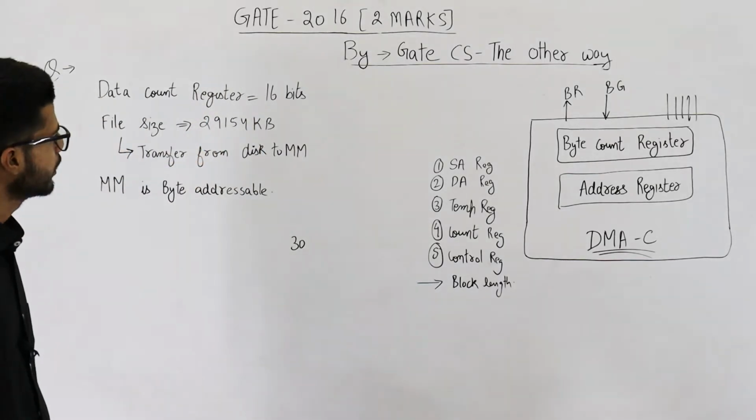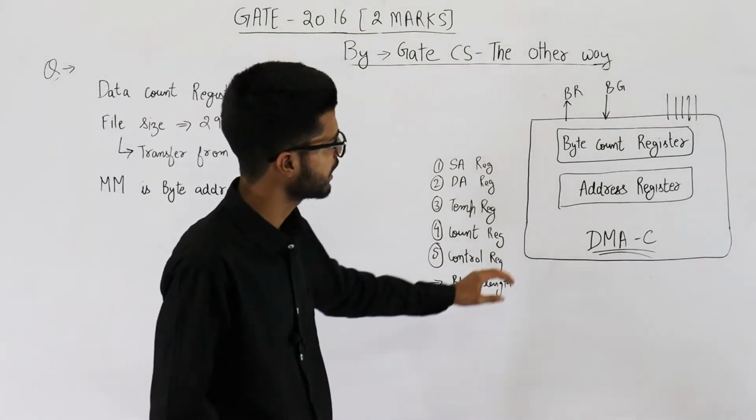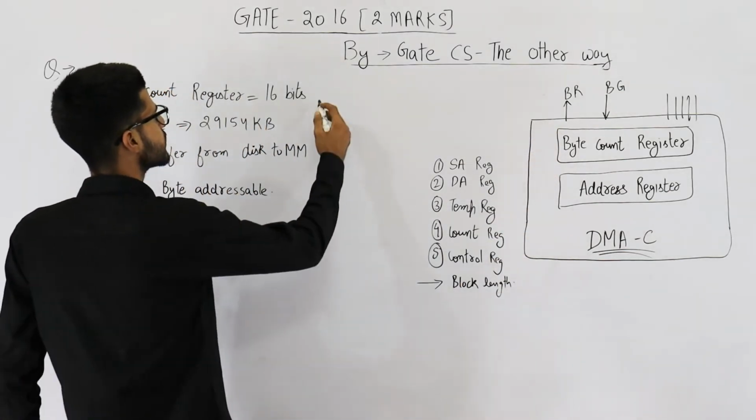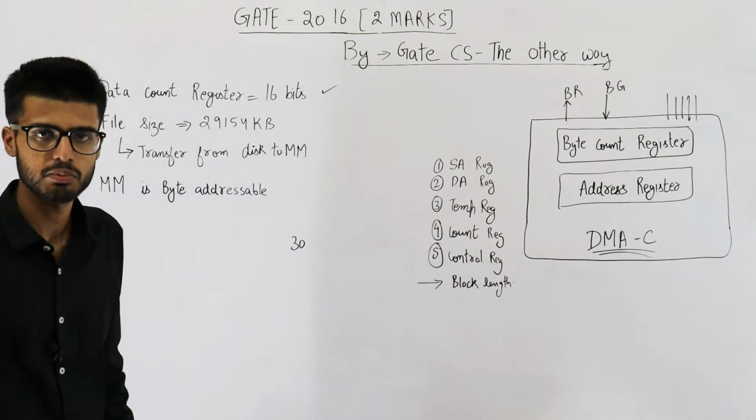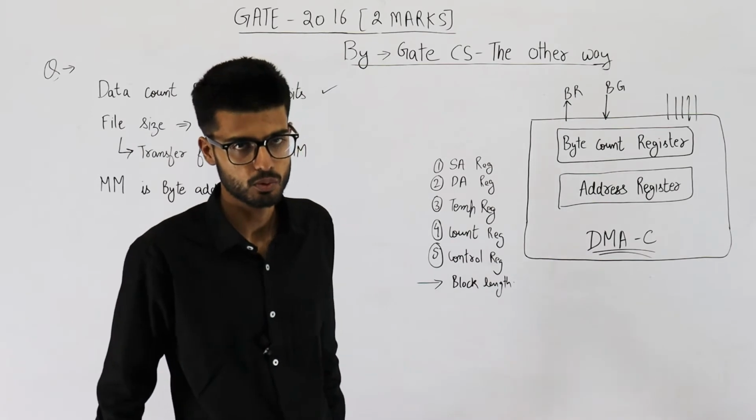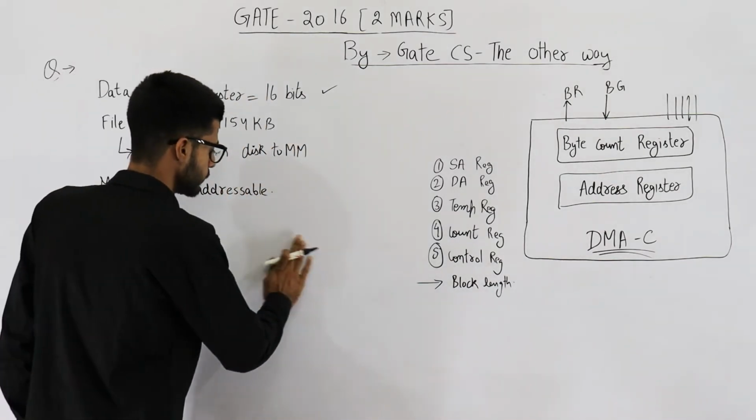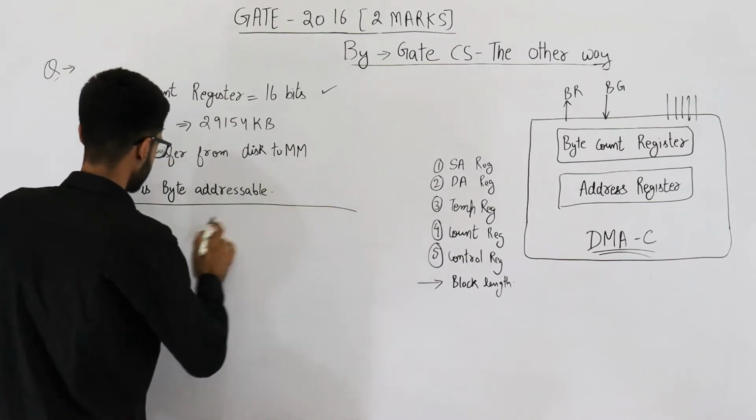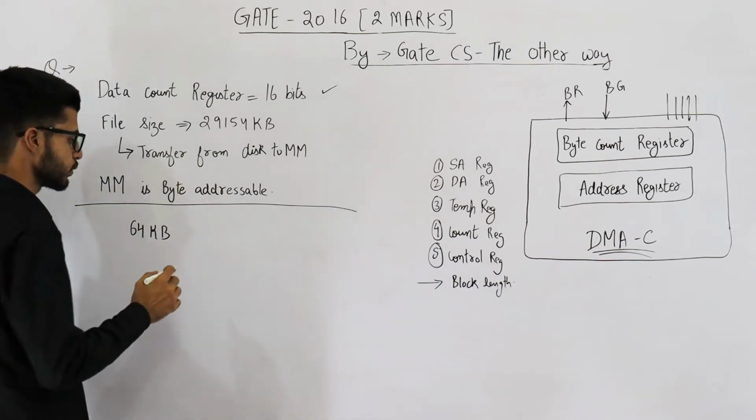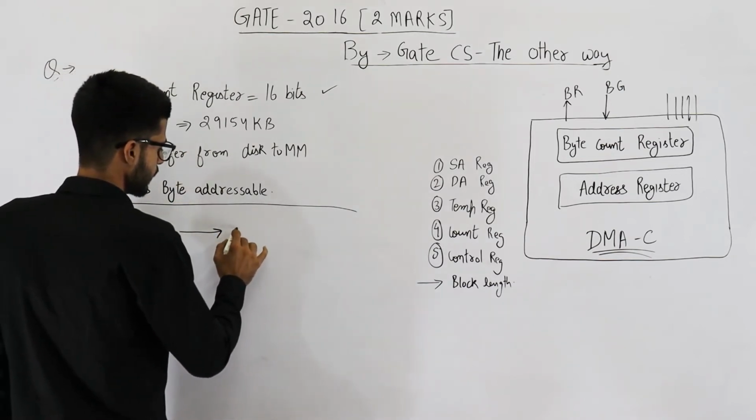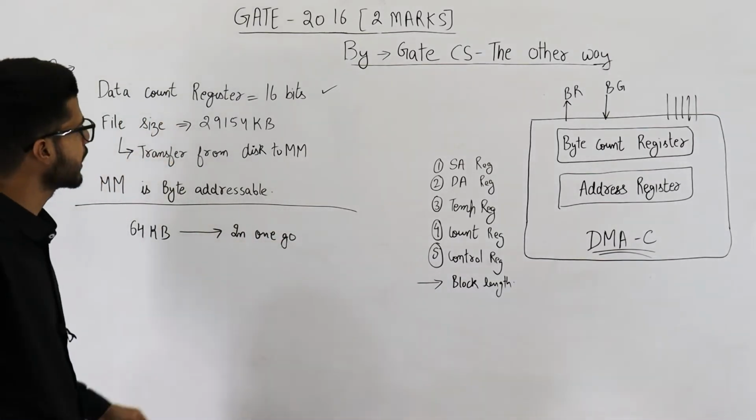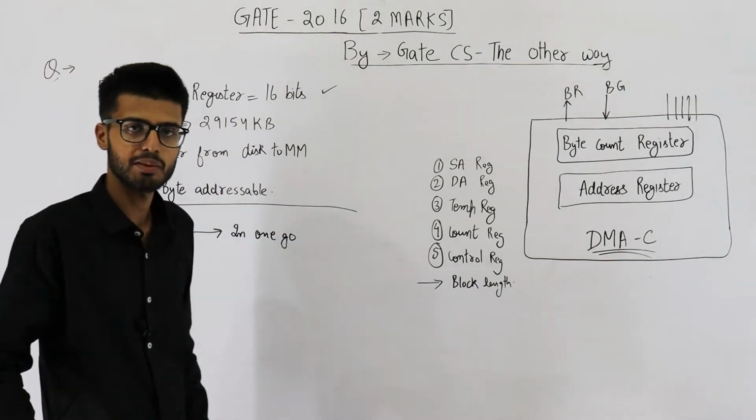Okay. Now you can guess that number of bytes that could be transferred in one go is limited by size of this register. They are saying size of this register is 16 bits. So in one go you can transfer 2 raised to the power 16 bytes of data only. Okay, that means in one go you can transfer 64 KB data. 2 raised to the power 16 is 64 KB. In one go. And the file size is 29154 KBs.